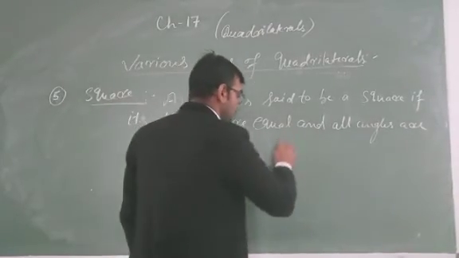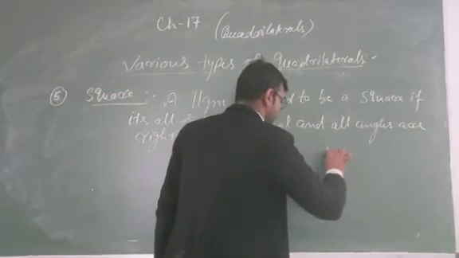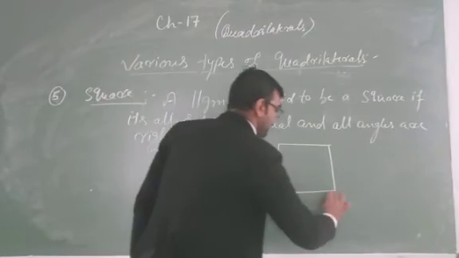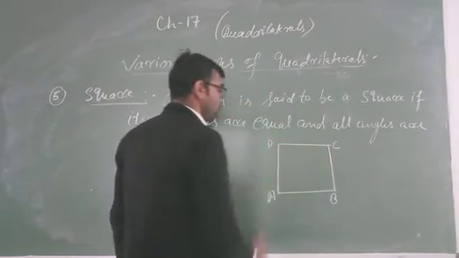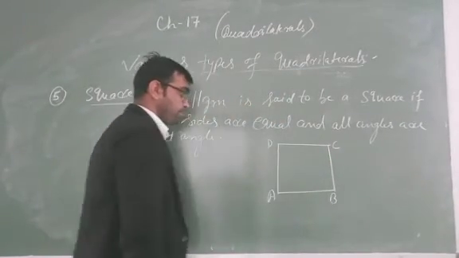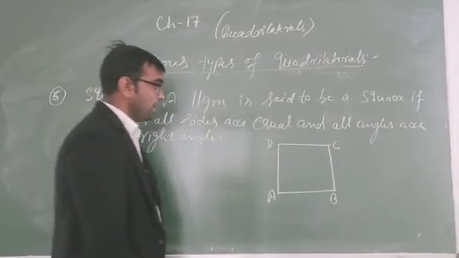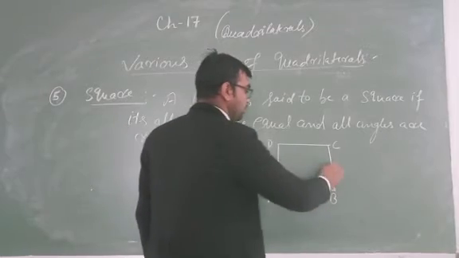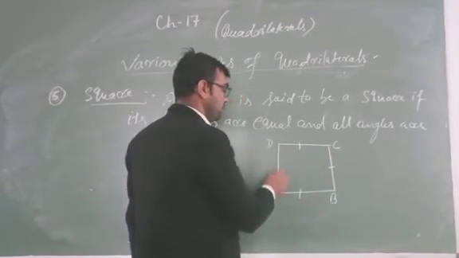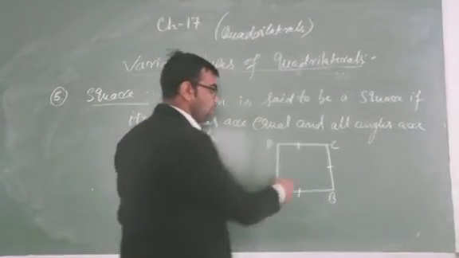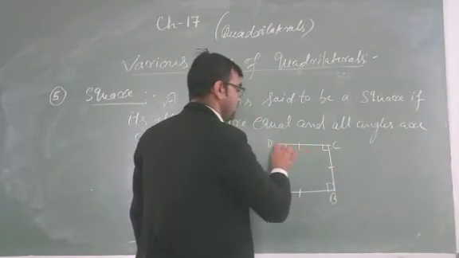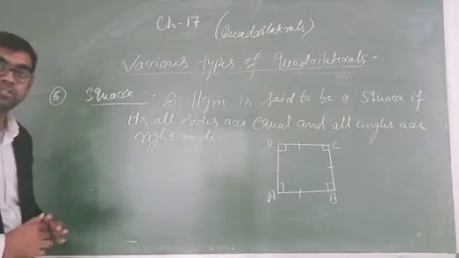So in the figure, suppose here in this figure, this is A, B, C, D. If this is a parallelogram and all sides are equal, that means AB is equal to BC is equal to CD is equal to DA. All sides are equal and angles are right angles. Then this will be a square.